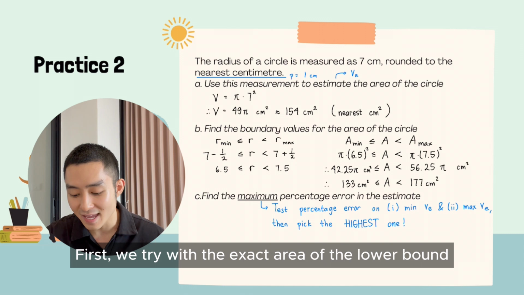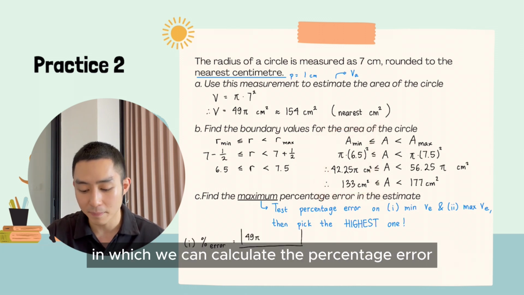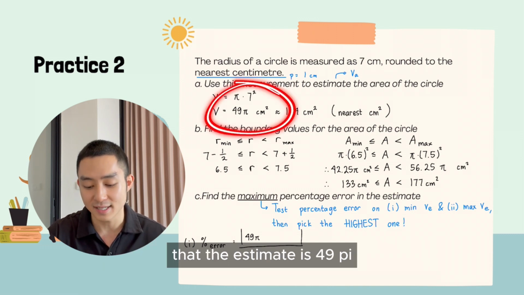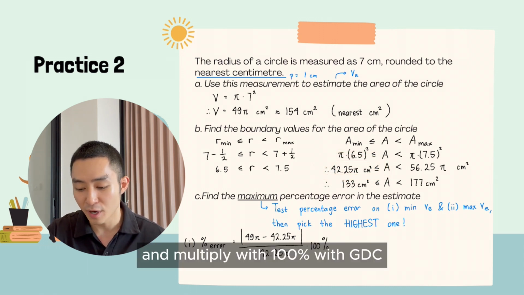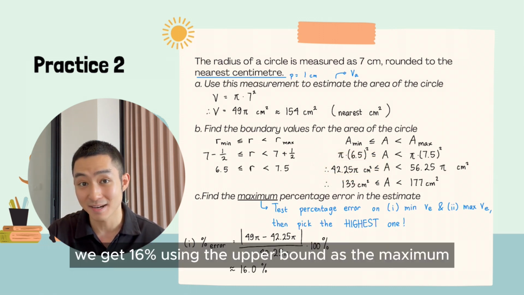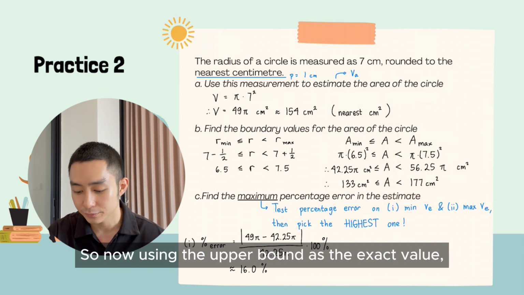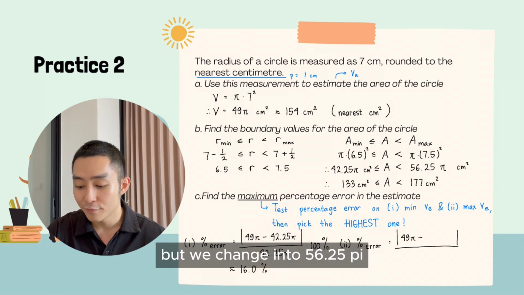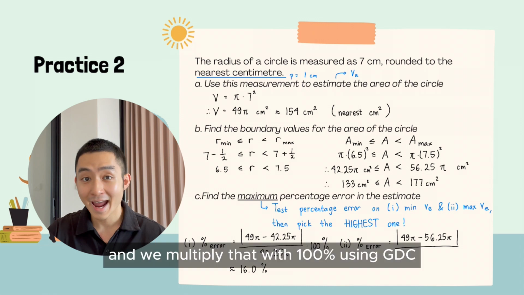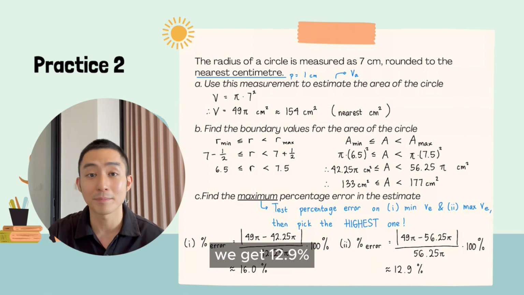First, we try with the exact area of the lower bound, in which we can calculate the percentage error that the estimate is 49 pi, putting 42.25 pi as the exact value, and multiply with 100%. With the GDC we get 16%. So now using the upper bound as the exact value, we calculate again, but we change into 56.25 pi, and we multiply that with 100%. Using the GDC we get 12.9%.